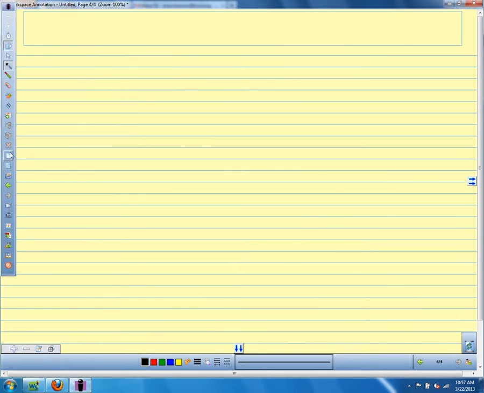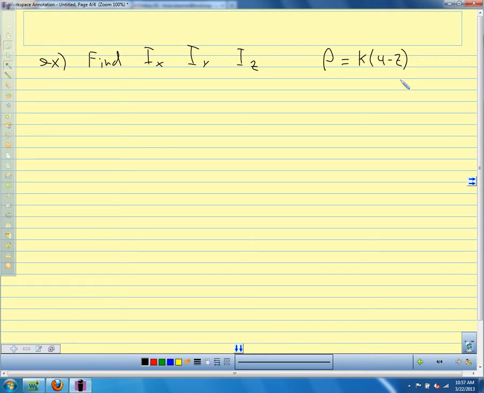All right, I want to look at one example of second moment of inertia. So we want to find our moments about the axes. So I sub x, I sub y, I sub z. Our density function here is k times 4 minus z. And our solid, we're going to start with a drawing again.